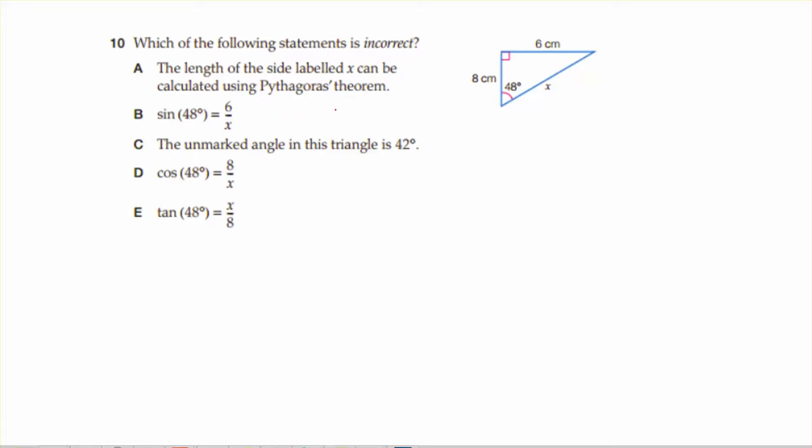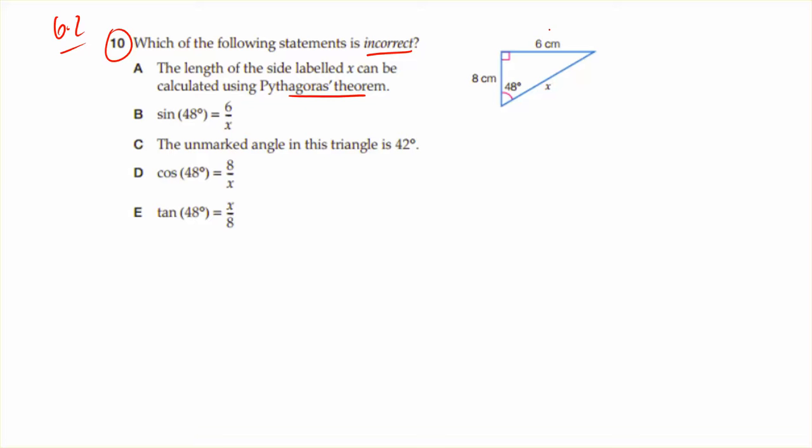For Year 10 Methods Pathways, we're going to look at question 10 from exercise 6.2. Which of the following statements is incorrect? Now we've got a right angle triangle here, so let's keep that in mind when we're looking at option A. The length of the sides labelled x can be calculated using Pythagoras' theorem.